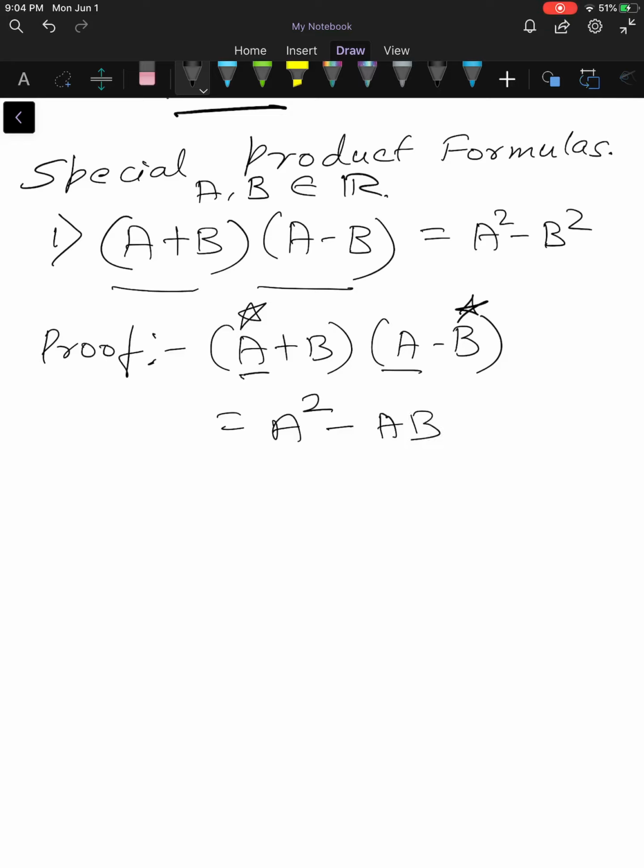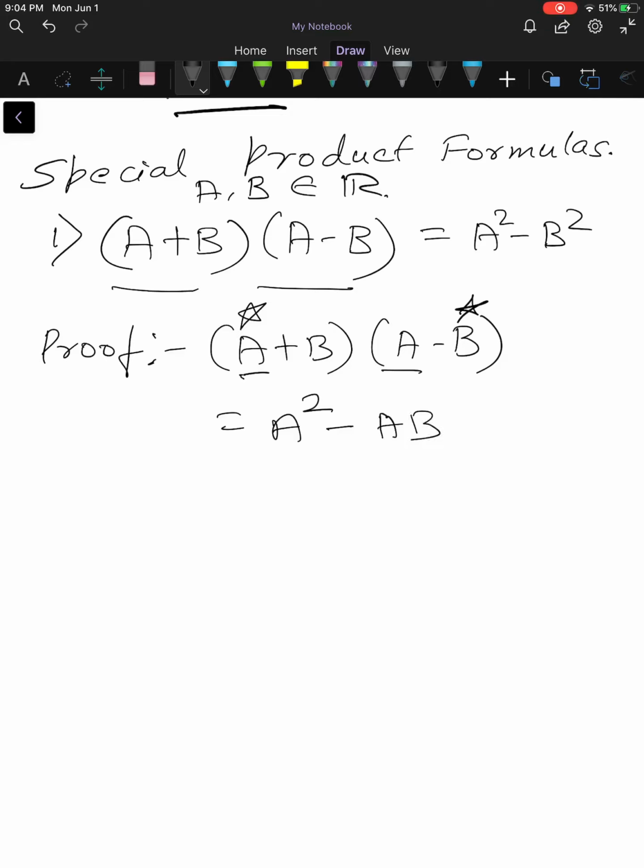And the last terms of each expression are b and b, therefore if you multiply them, you will get negative b square. And because you are in the real domain, ab is equal to ba, that means minus ab plus ba is 0, therefore you are just left with a square minus b square. So that is how you prove it.